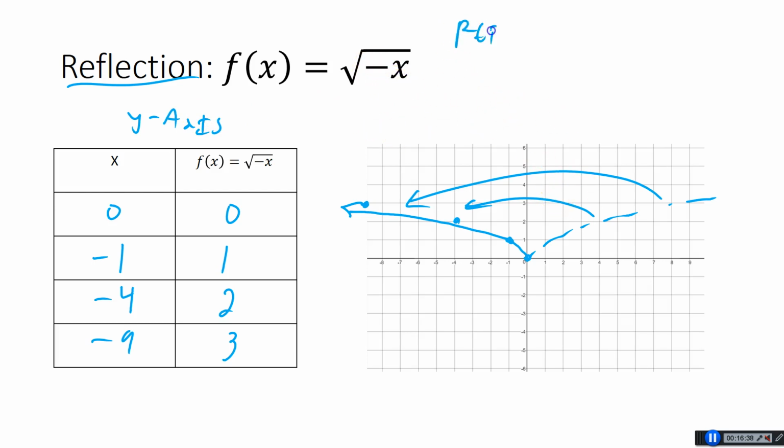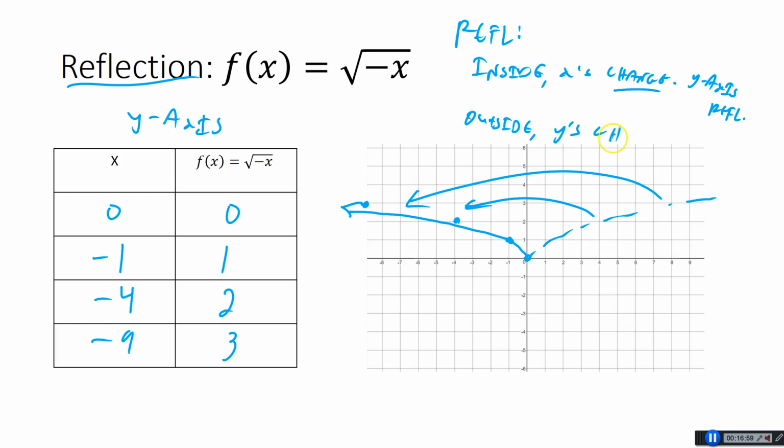So for reflections, if it's inside, the x's change, right? So that's really a y-axis reflection, because it reflects it over the y-axis. If it's outside, then what changes? If it's outside, the y's change. So that's an x-axis reflection.